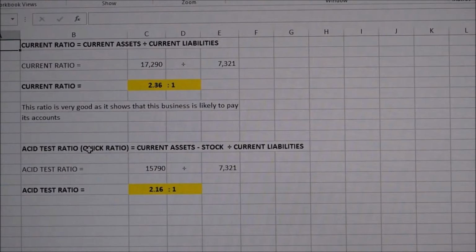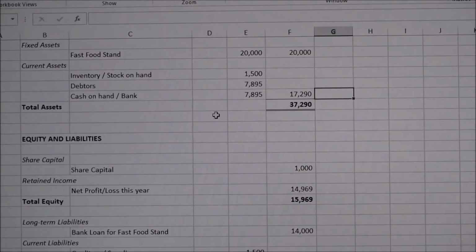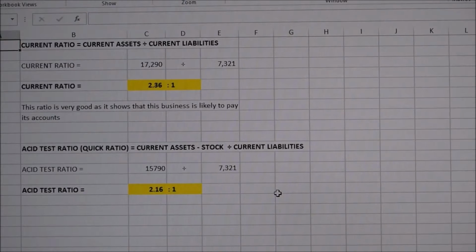Another very popular balance sheet ratio is your acid test ratio. The only difference between this one and your current ratio is that we exclude stock. You only add the assets that have nothing to do with stock. So in our case, debtors and cash on hand. Those two figures are what you're going to use now for your quick ratio.